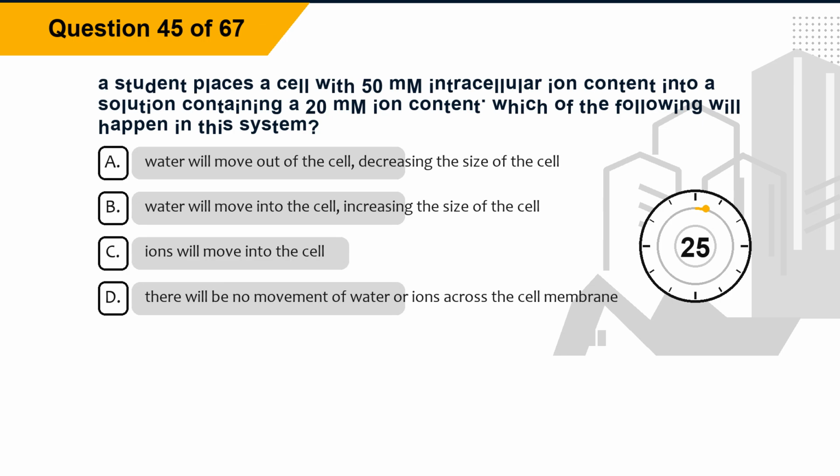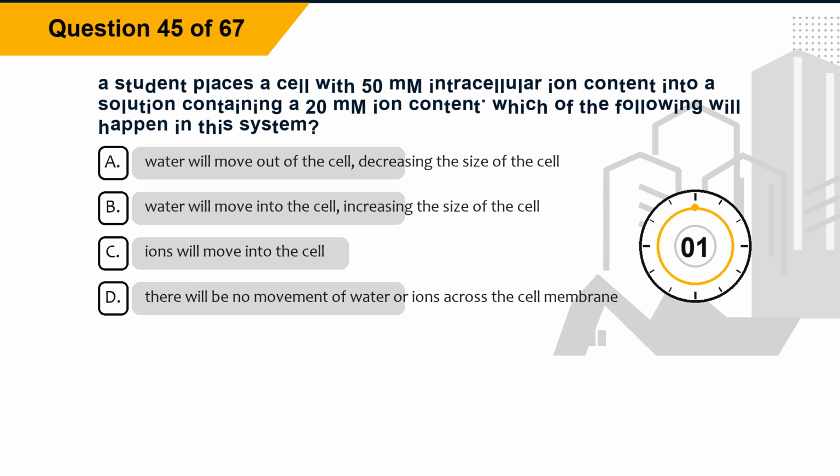Question 45. A student places a cell with 50 mM intracellular ion content into a solution containing a 20 mM ion content. Which of the following will happen in this system? Option A, water will move out of the cell, decreasing the size of the cell. Option B, water will move into the cell, increasing the size of the cell. Option C, ions will move into the cell. Option D, there will be no movement of water or ions across the cell membrane.